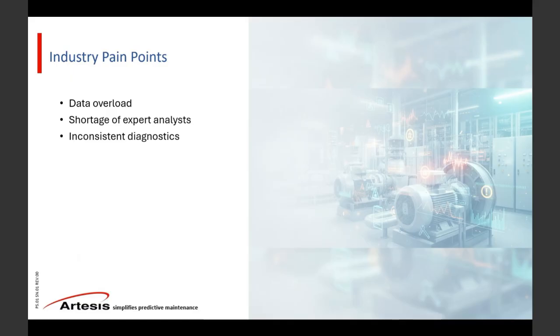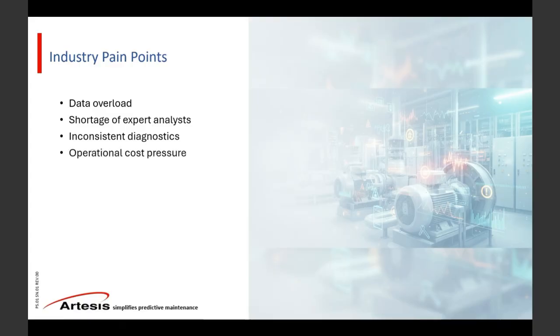But for an organization, this inconsistency becomes a problem because it means actions aren't repeatable and results depend on who happened to look at it at that particular time. And then the fourth one is cost pressure.